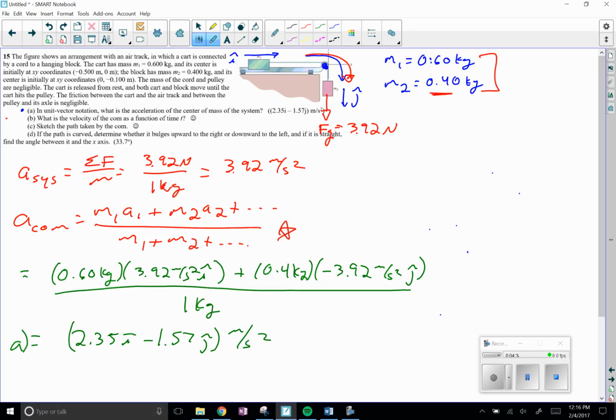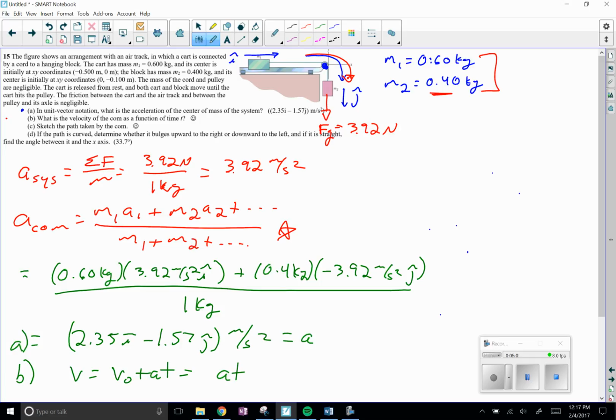Question B wants to know what's the velocity as a function of time. Well, if this is A, as in acceleration, then to find the velocity as a function of time, V is just V naught plus AT, right? But our starting velocity was 0, so it's just AT. So it's literally just your answer to A times T.